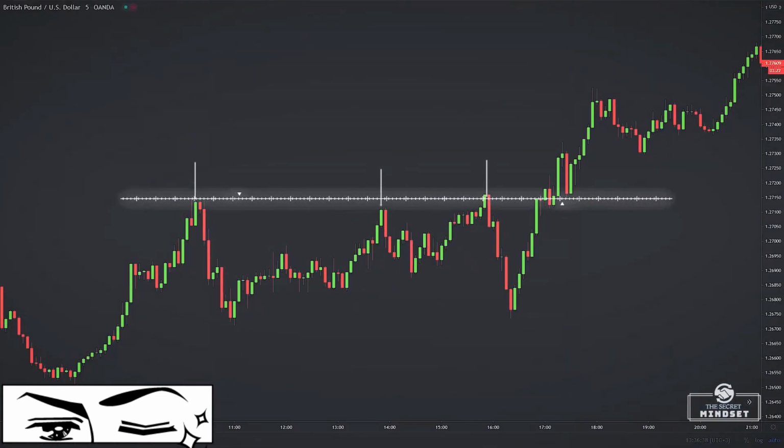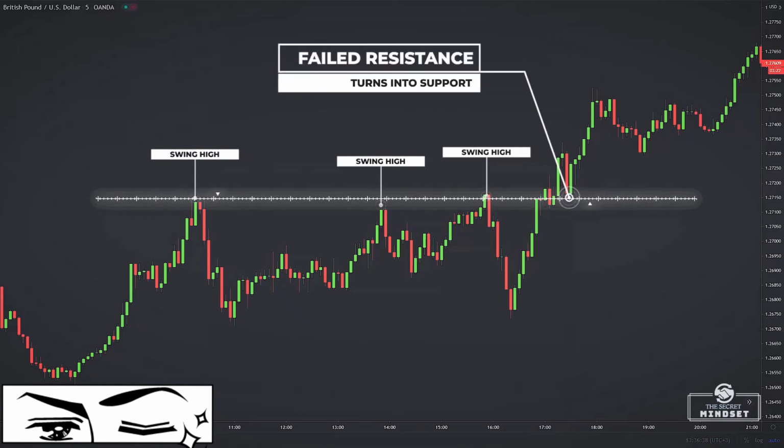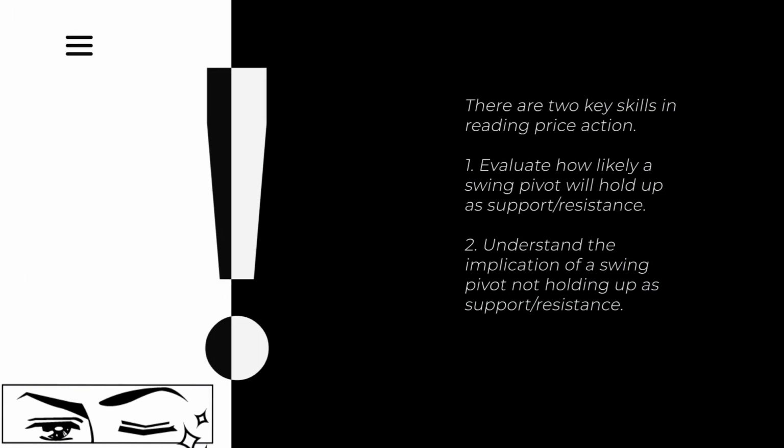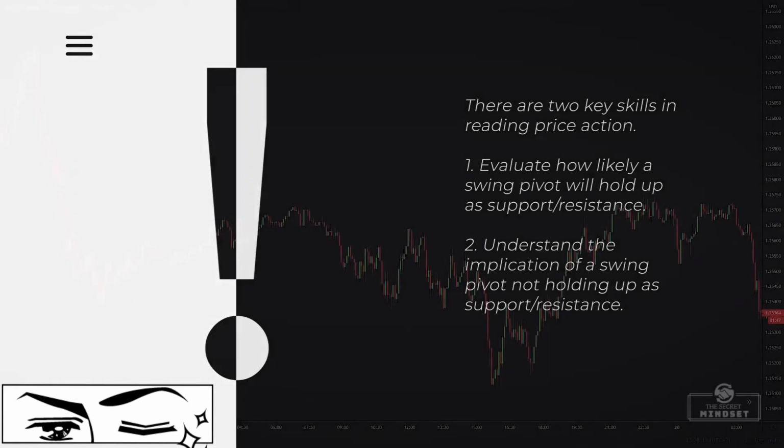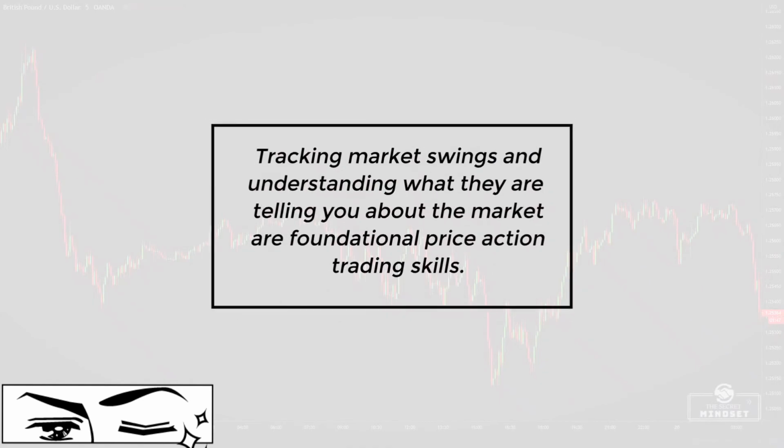Here we have an example of a failed resistance turning into support. We used swing highs to project possible resistance levels. The market rose above with ease, crushing the resistance. The failed resistance then became a powerful support zone. In a nutshell, there are two keys in reading price action. Evaluate how likely a swing pivot will hold up as a support or resistance, and understand the implication of a swing point not holding up as a support or resistance. This might seem very easy and basic, but is one of the most important concepts in trading.